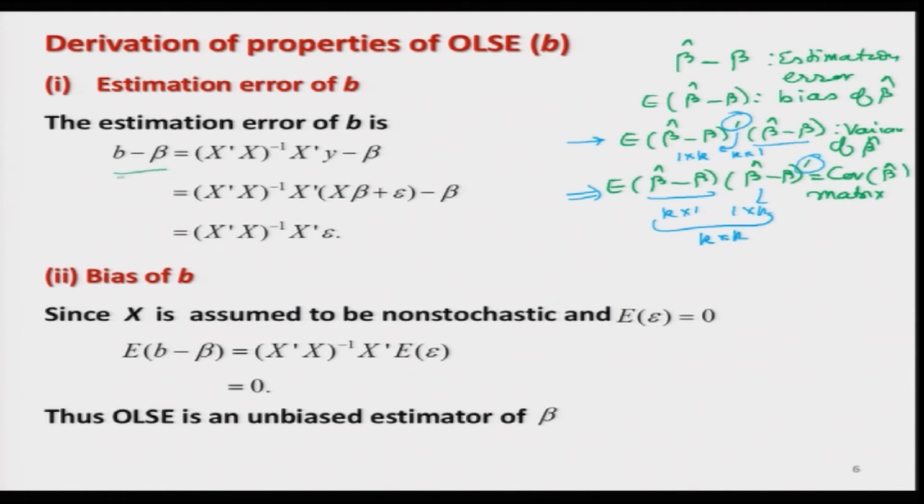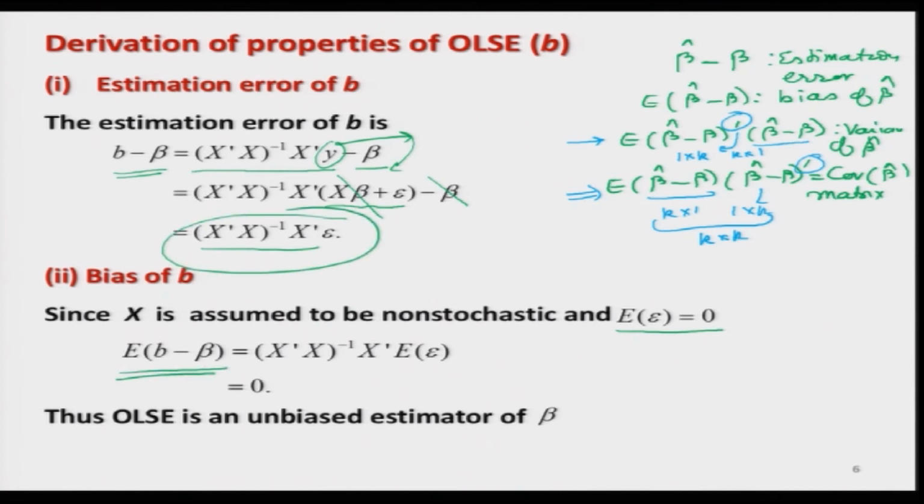So, this is B minus beta. This is the expression for B minus beta, and in place of y, I substitute y equal to x beta plus epsilon. If you open it, the first term will get cancelled out and you will get (x transpose x) whole inverse x transpose epsilon. So, this is your estimation error. Now, since you have assumed that x is non-stochastic, this is constant, and you also have assumed that the expected value of epsilon is 0. So, if you take the expectation of this quantity, you get the expected value of b minus beta, which can be written as this factor into the expected value of epsilon, which is 0. So, that means the expected value of b minus beta is 0.